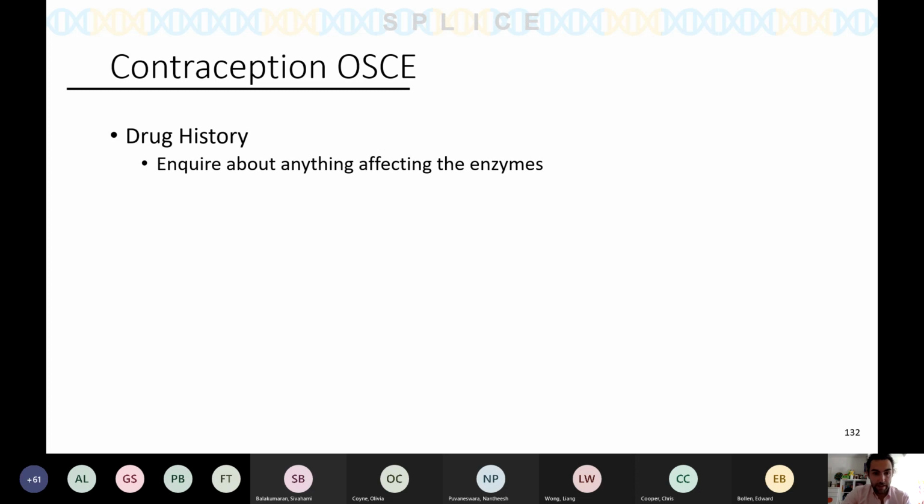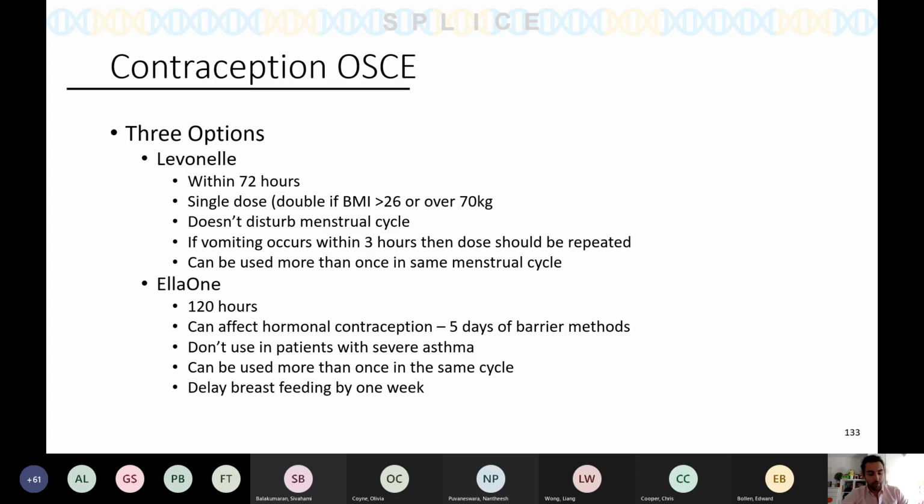Drug history, so once again, ask about anything that may affect the enzymes, your enzyme inducers. So you've got 3 options, basically. 11L: you take this within 72 hours, single dose, but double up if the patient has a high BMI or a weight over 70 kilograms. This doesn't disturb the menstrual cycle, but if they vomit, they need to come back and the dose should be repeated. And this one can be used more than once in the same menstrual cycle.